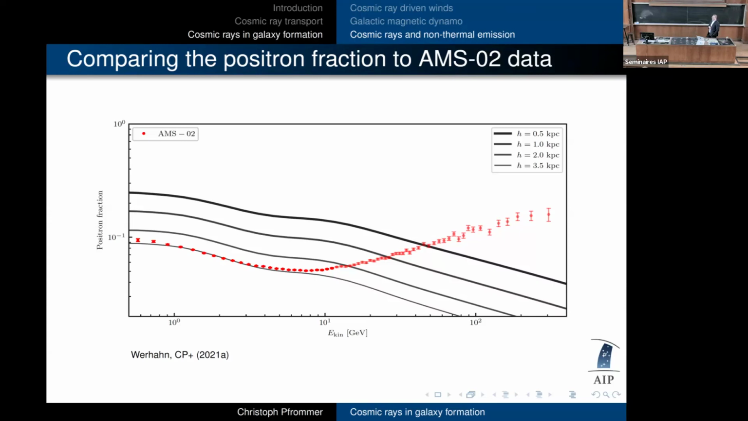So for the launching of cosmic ray-driven winds, what is the most important? Is it, if you artificially separate diffusion and streaming, for instance? Is one more important than the other?